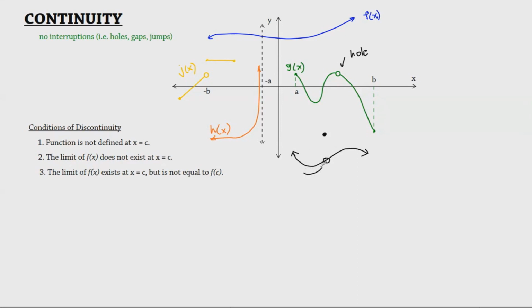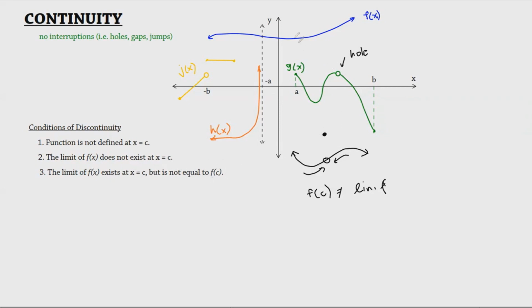But when we take the two-sided limit as x approaches this value, the answer would be the value of y at this discontinuity. In that case, the limit of f of x exists as x approaches c, but when we substitute f of c, it is not equal to the limit of f of x as x approaches c. So that's how it goes for number 3. The limit of f of x exists at x equals c, but it's not equal to f of c.